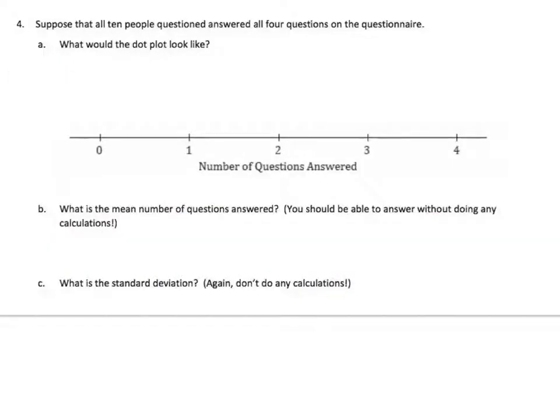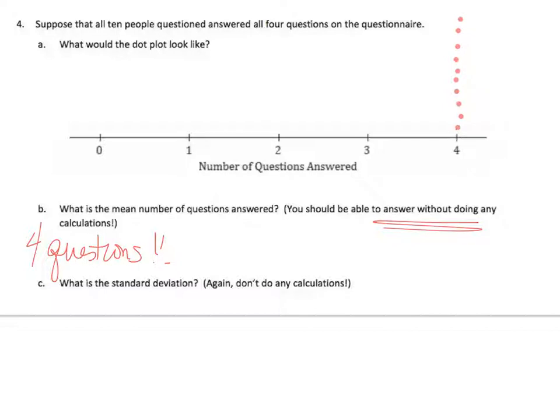Number 4, suppose that all 10 people questioned answered all 4 questions in the questionnaire. What would the dot plot look like? So all 10 people answered all 4 questions. My dot plot would look very interesting. 1, 2, 3, 4, 5, 6, 7, 8, 9, 10. What is the mean of the questions answered? 4. Right? I didn't have to calculate that one at all. I just looked at it. I could add all those up and divide by the number of people, and I would get 4.